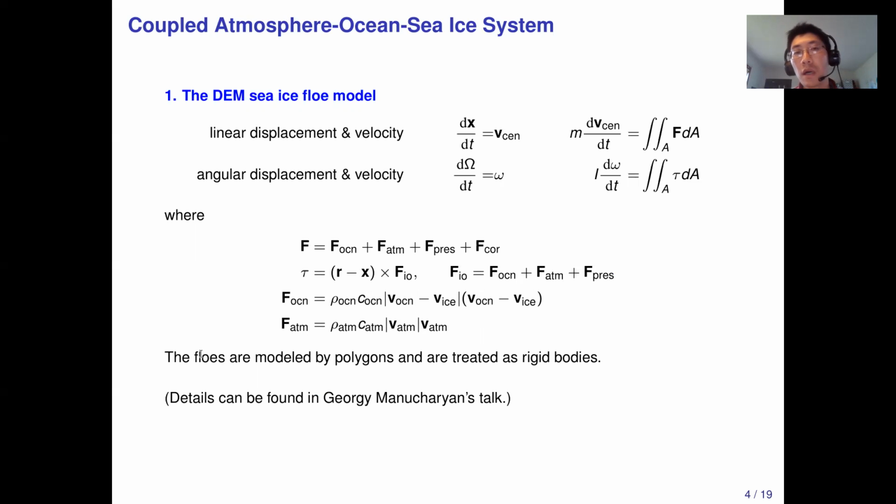For each floe piece, we basically model it by polygons, and we assume it is a rigid body, just for the purpose of simplicity.